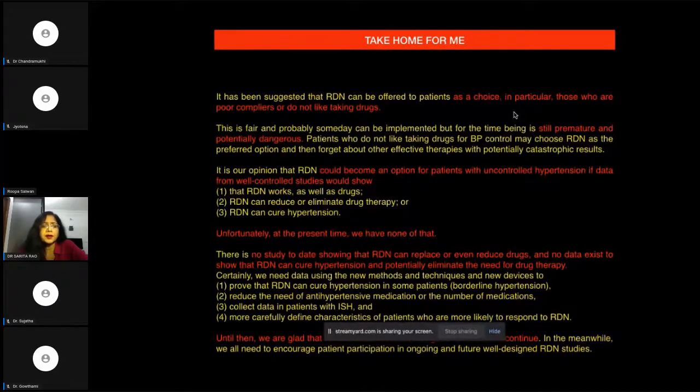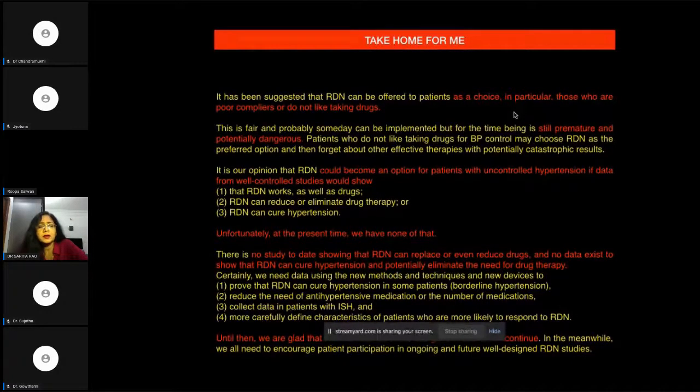It is our opinion that RDN could become an option for patients with uncontrollable hypertension if the data from well-controlled studies would show that RDN works as well as drugs, that RDN can reduce or eliminate drug therapy, or that RDN can cure hypertension. Unfortunately, at the present time, we have none of this. And there is no study to date which shows that RDN can replace or even reduce drugs. And there is no data which exists to show that RDN can cure hypertension and potentially eliminate the need for drug therapy.